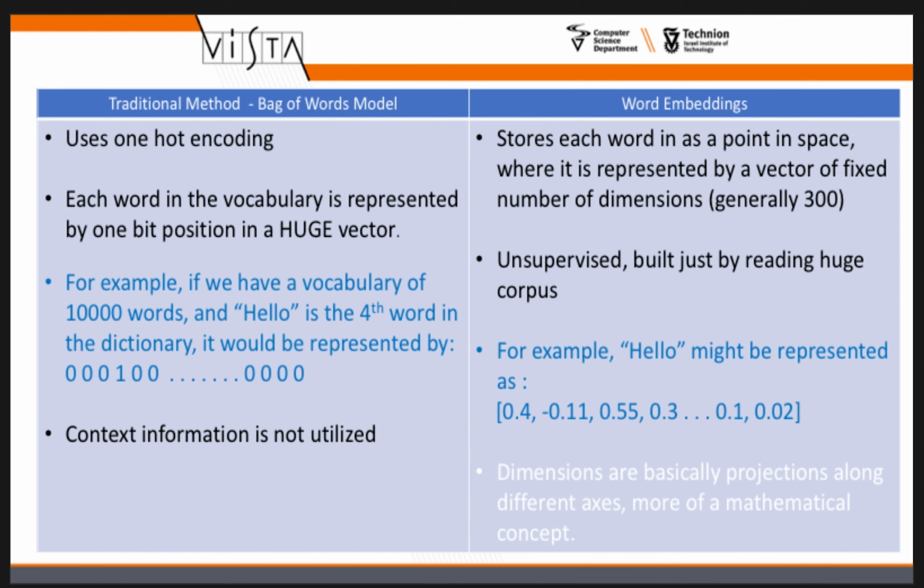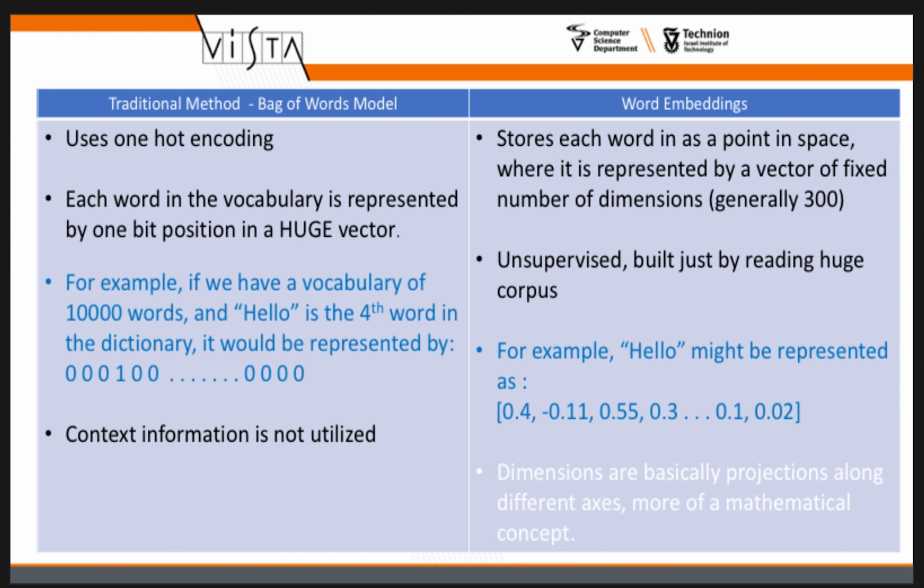The second approach is actually a family of approaches called word embeddings. With word embeddings, we store each word as a point in a space, and we represent it by a vector of fixed number of dimensions, generally 300, okay? So this is a fixed vector. Here the vector is not fixed, okay? Because it depends on your corpus. If I choose a big corpus, then the vector will be bigger. So it's one of the problems of this approach.